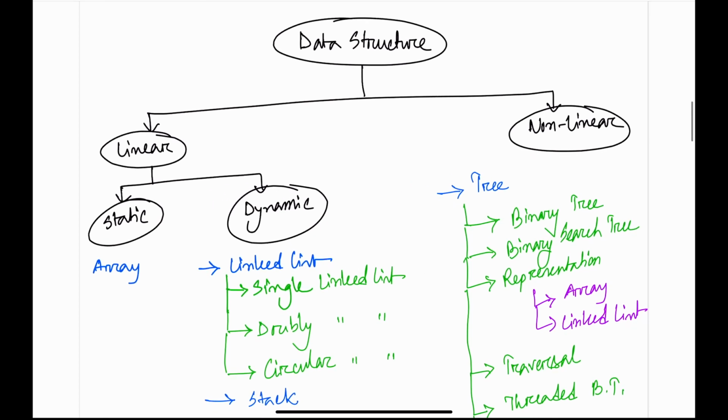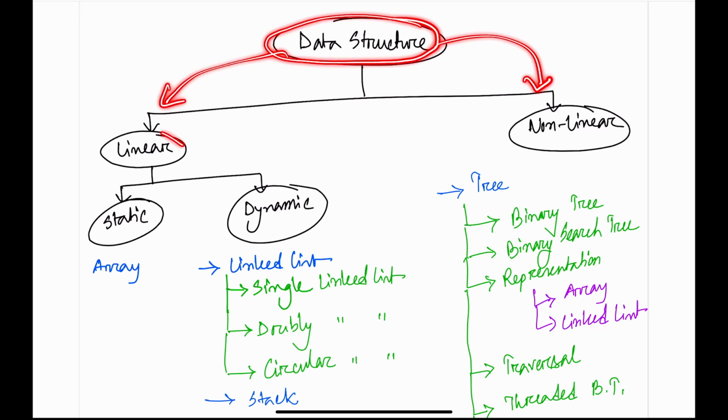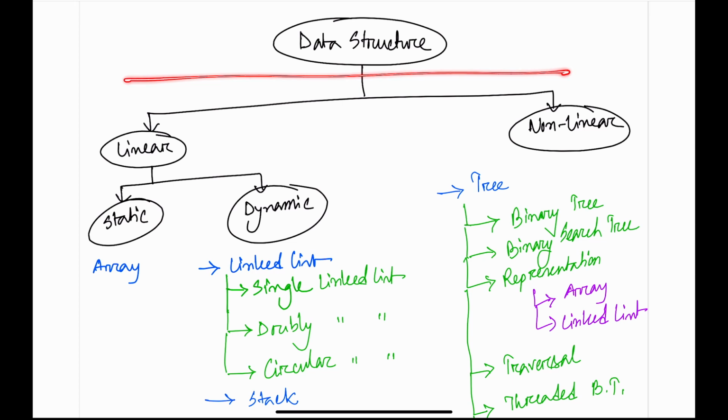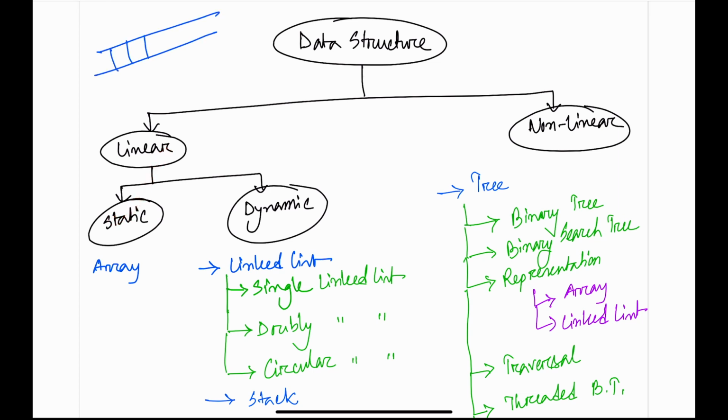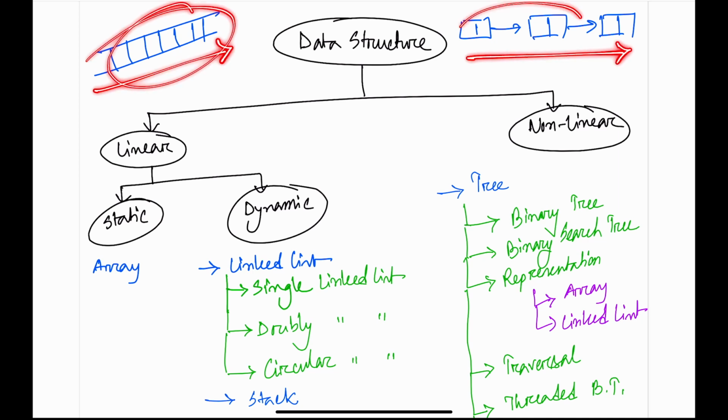But what are the types? The data structure is of two types. First one is linear, another one is non-linear. Linear means in memory it would be stored in a linear manner. Either it could be in contiguous memory, or it could be like this, where some block is there, then another block, then another block. So you can see there is a linear manner in both cases. This is contiguous, this is not contiguous.